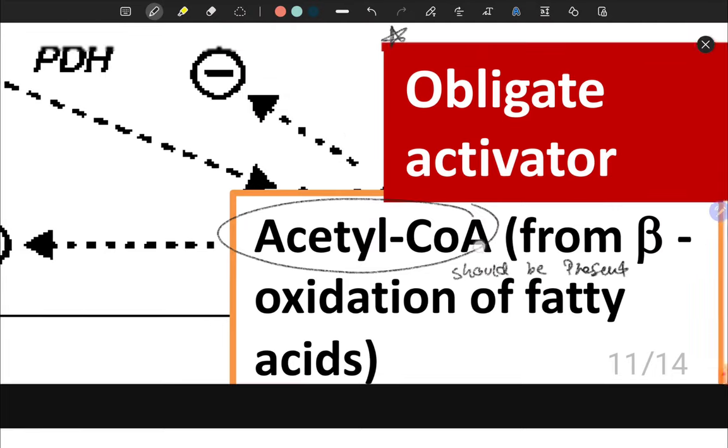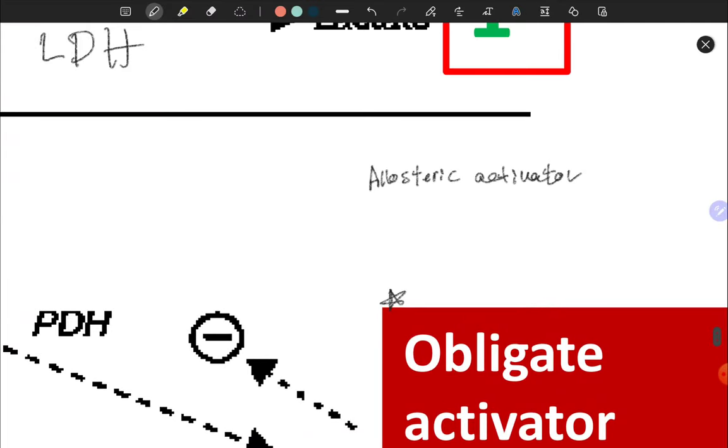Allosteric activator means the enzyme will work better in the presence of the allosteric activator, but it will also work without this allosteric activator.